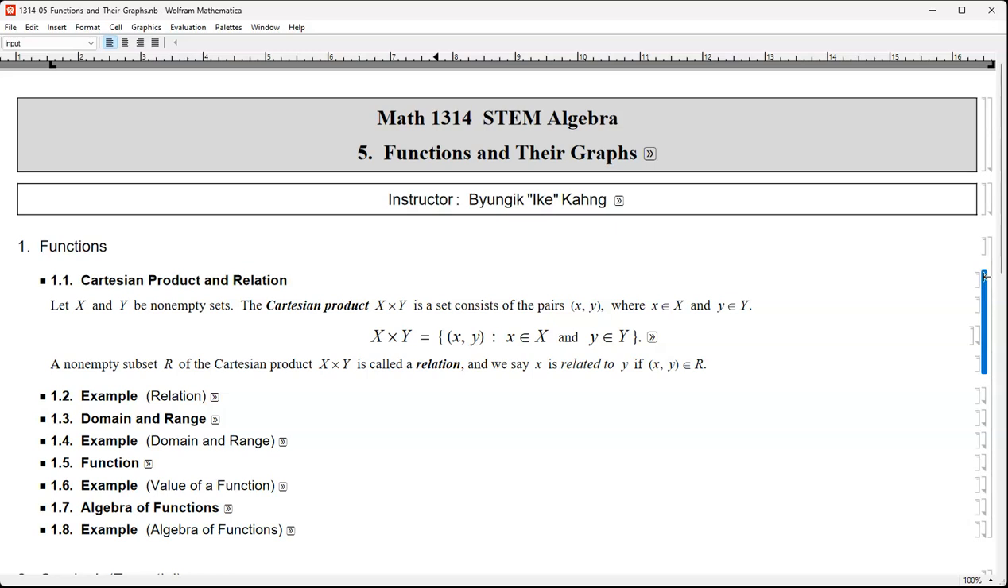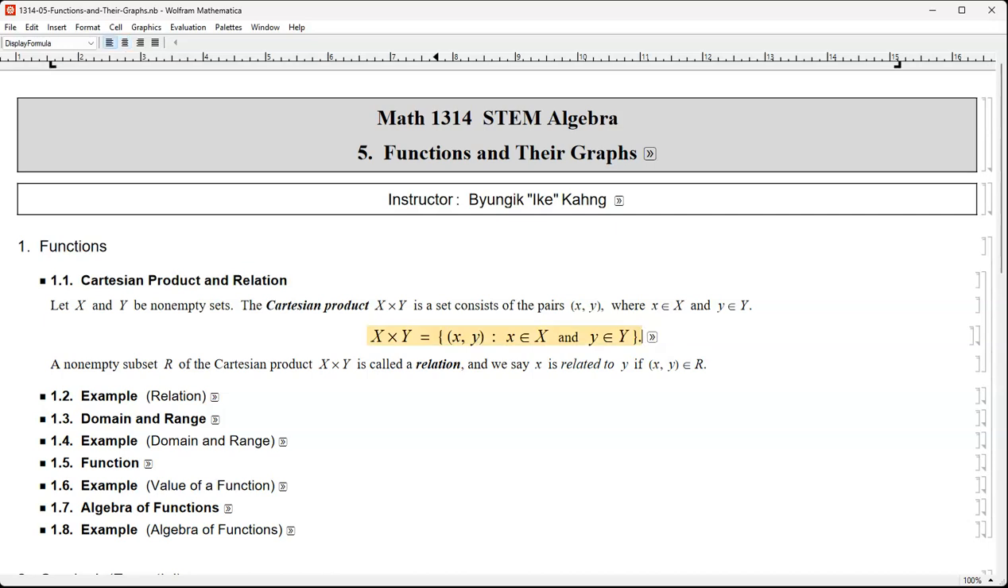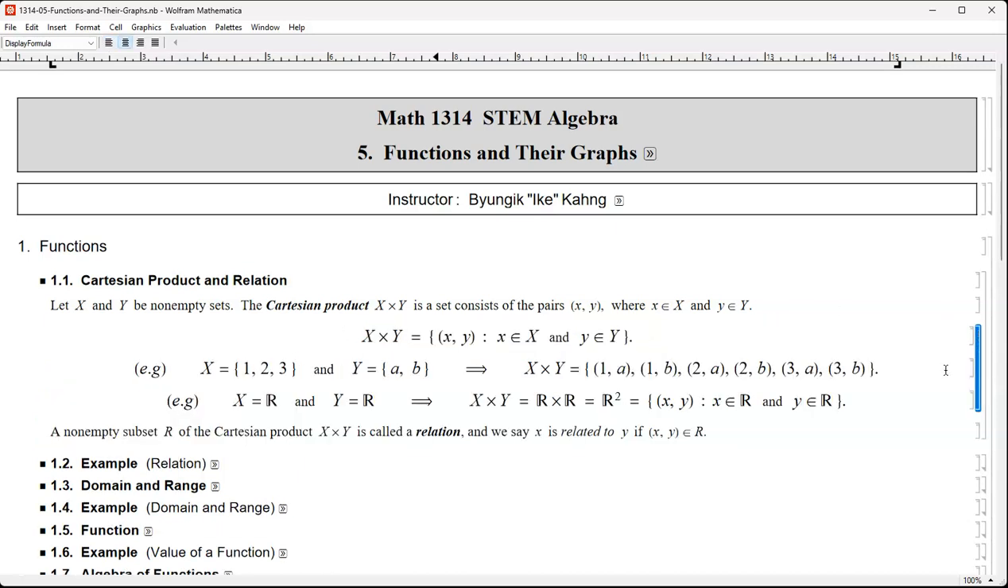Let capital X and capital Y be non-empty sets. The Cartesian product capital X times capital Y is a set of all ordered pairs, small x comma small y, where small x and small y are coming from capital X and capital Y, respectively. Does it make sense? I don't know. If you understood all those symbolically, great, but maybe not. So let us solidify our understanding through a couple of examples.